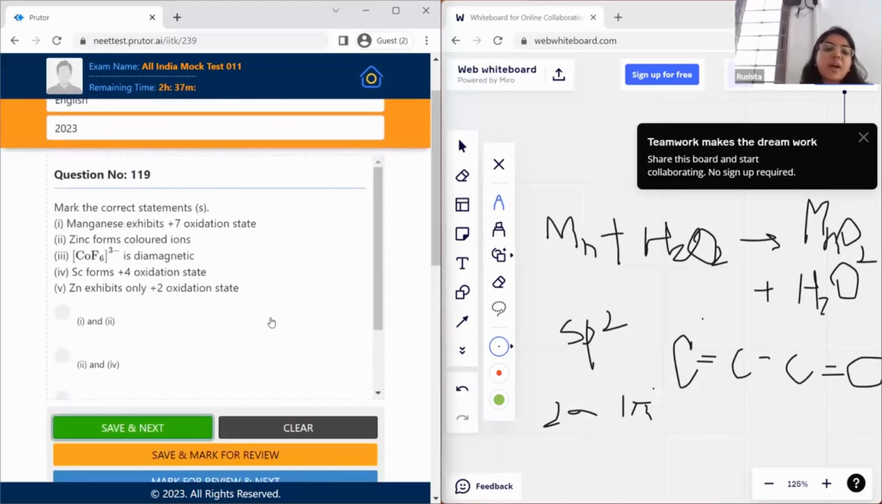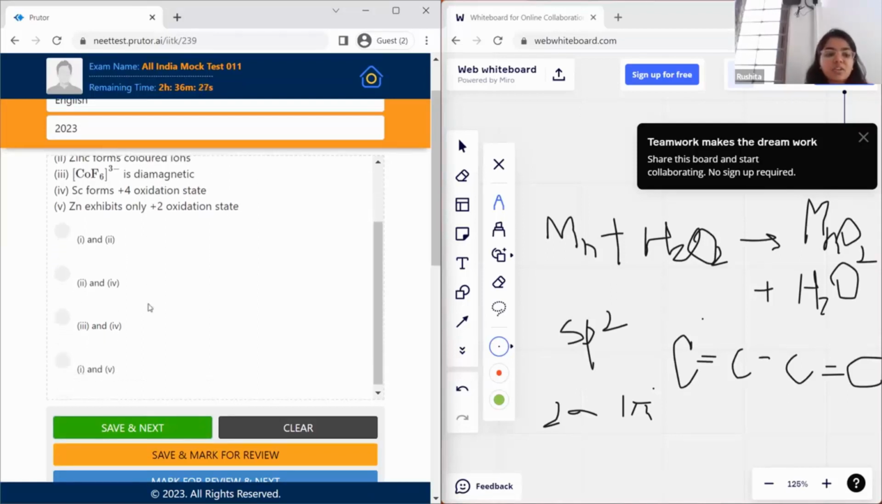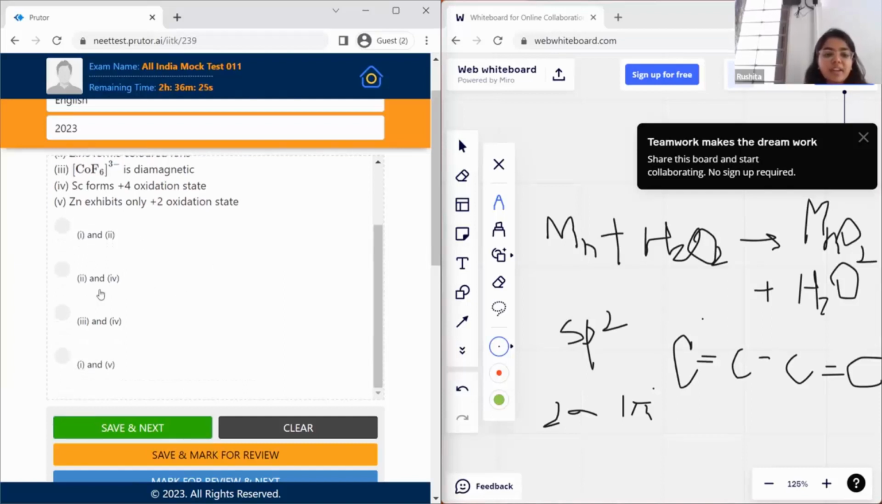Okay, we again need to mark the correct statements. Manganese exhibits +7 oxidation state. That's correct. It has the maximum value of +7. So 1 is correct. Zinc forms colored ions. This is wrong. Zinc is a paired molecule. So the ions or molecules which are paired would not have colored ions. Only the unpaired electrons would react with light to form the colored wavelength. But because it's paired, it won't have colored ions. So 2 is false. So if you look at the options, 1 and A and B get eliminated. Only 3 and 4 are left.